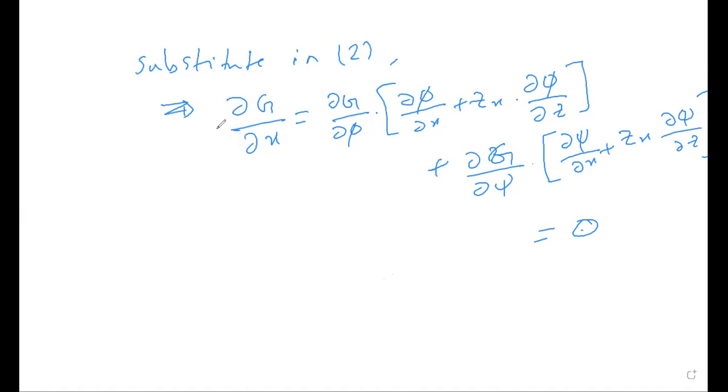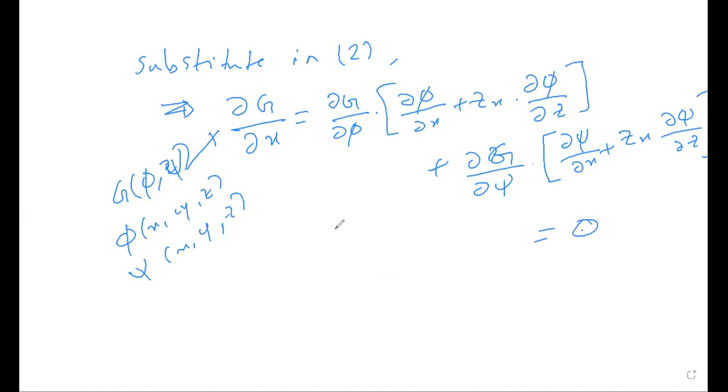So we also know our g depends on phi and chi. So phi and chi depend on x, y, z. Okay, so that's why we are doing this one, using the chain rule and all.